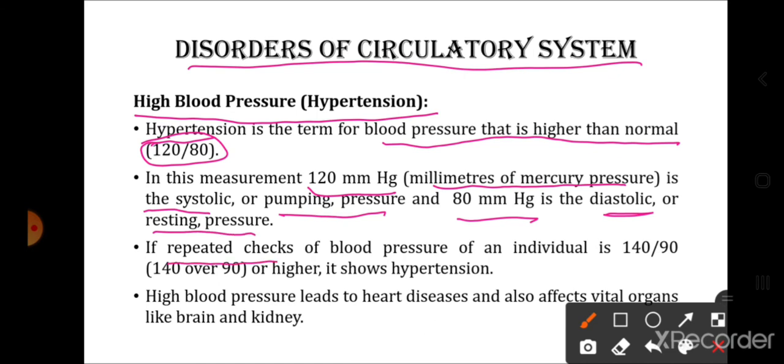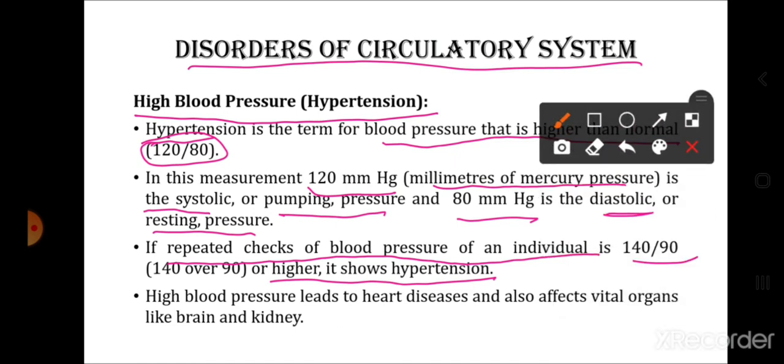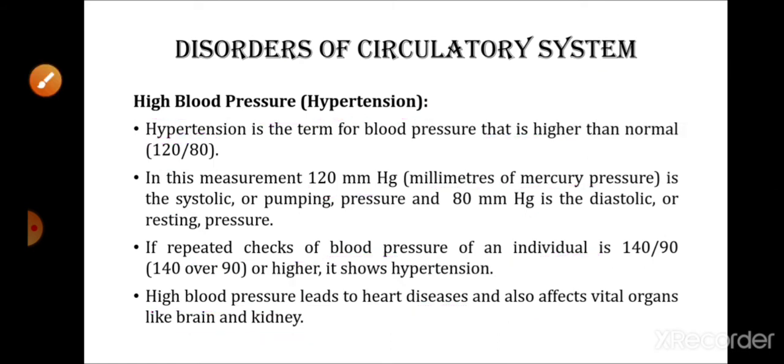Now if repeated checks of an individual's blood pressure show 140/90 or higher, it is called hypertension. What is normal blood pressure? 120/80. Now if the blood pressure regularly comes to 140/90, that is, systolic pressure is 140 and diastolic pressure is 90 or more, then such a situation is called hypertension. High blood pressure leads to heart disease and it also affects vital organs like the brain and kidney. So hypertension causes heart diseases. Apart from that, our very important organs like the brain and kidneys can also be damaged.